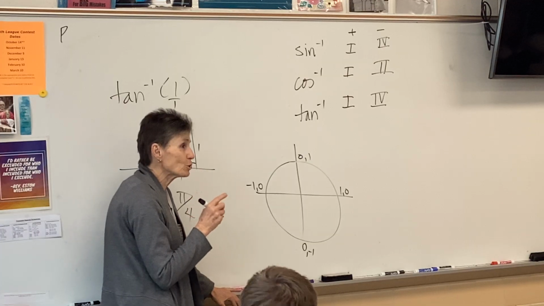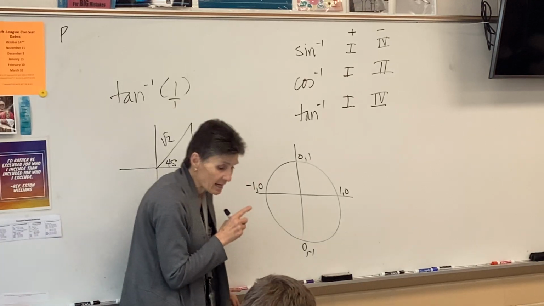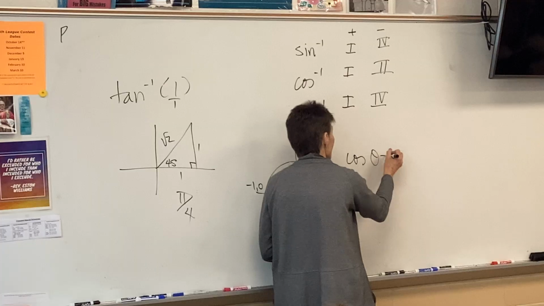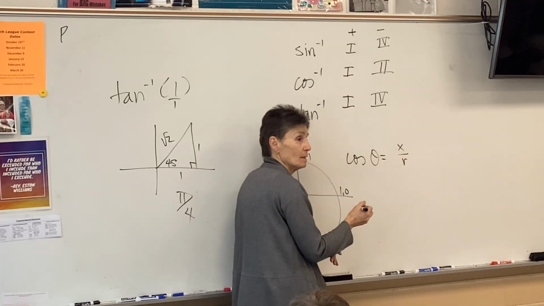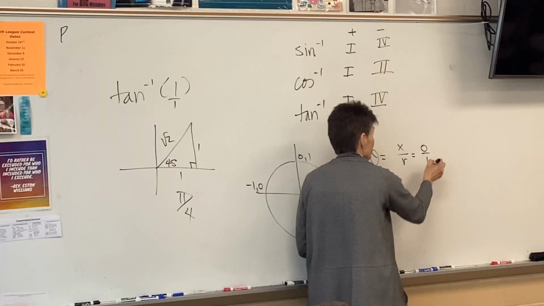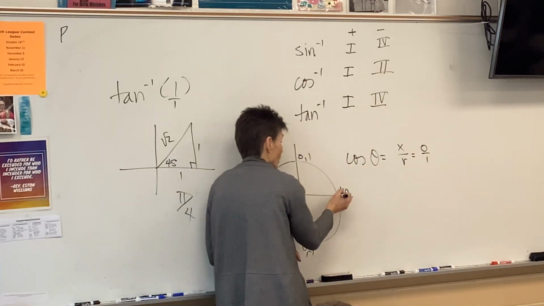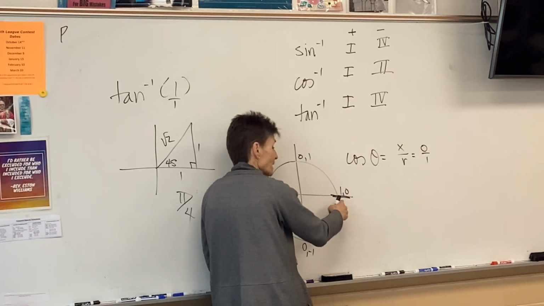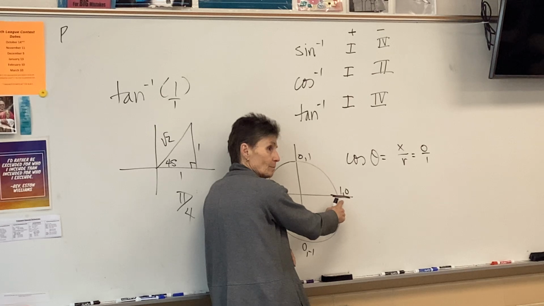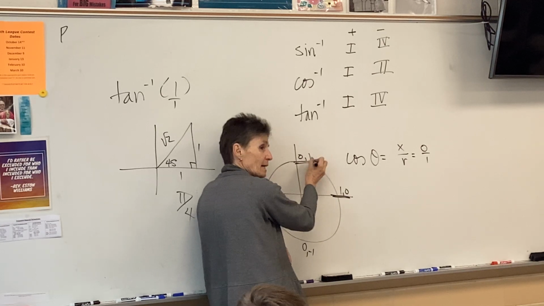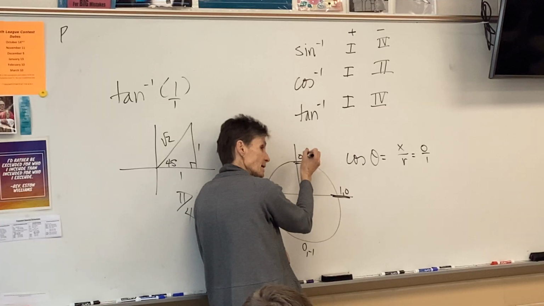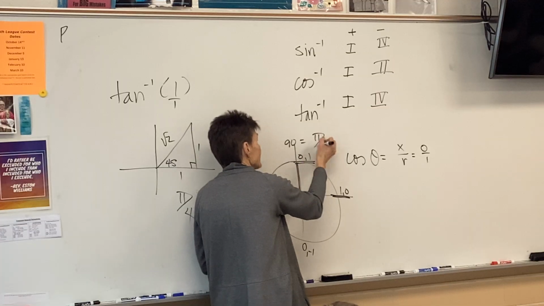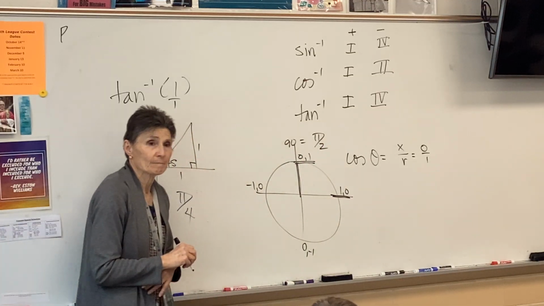But I want the first one that has a cosine of 0. Now, what is our definition for cosine? X over R. So if I want that to be 0, won't it have to be 0/1? So start right here, going around our circle. Does this have the right X value? No. Does this have the right X value? Yep. So there's your answer right there. In degrees, that would be 90. In radians, it is pi over 2.